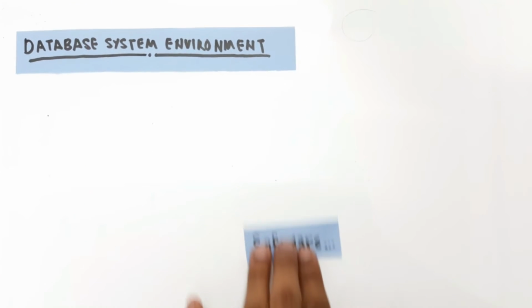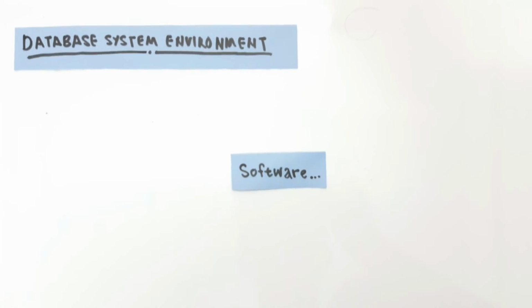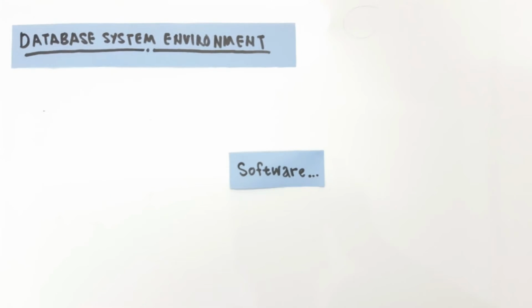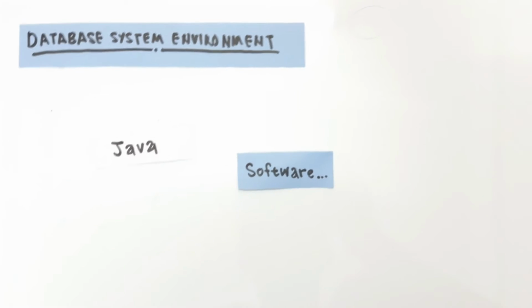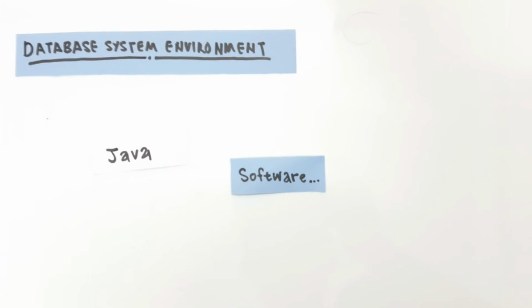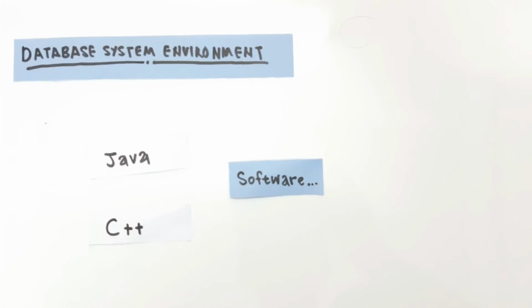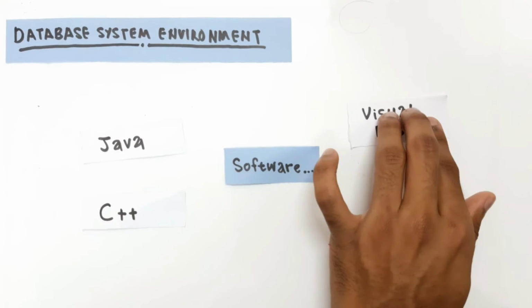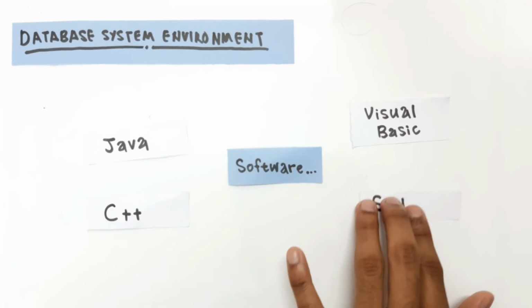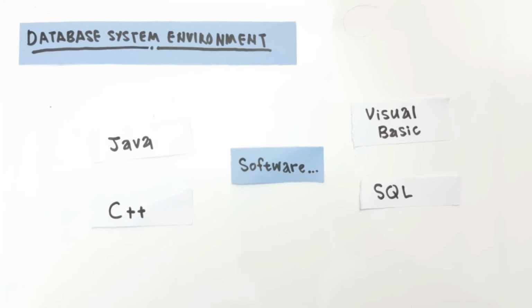Now we're going to continue with software. Software consists of the DBMS software itself and the application programs, together with the operating system. Application programs are written in programming languages such as C, C++, Java, and Visual Basic.